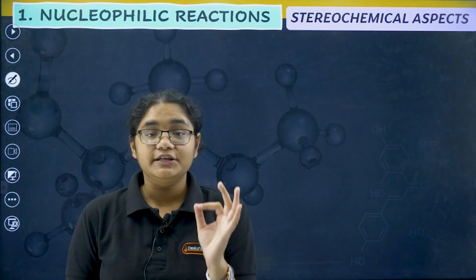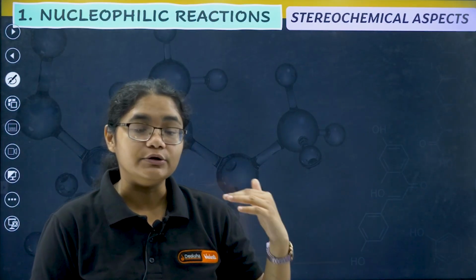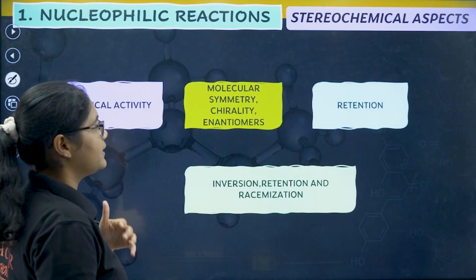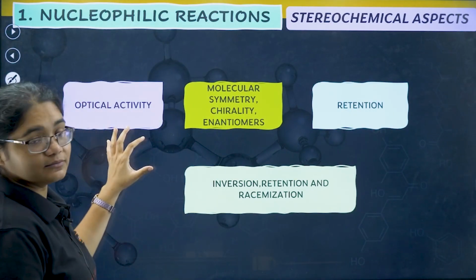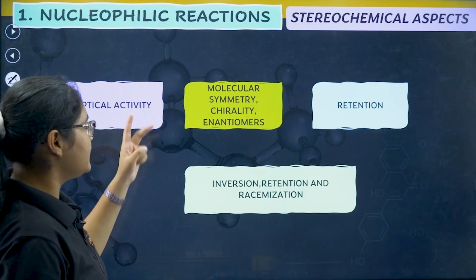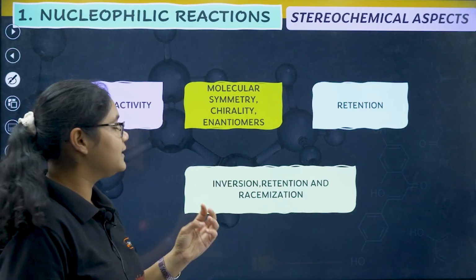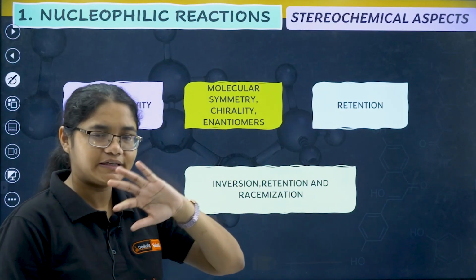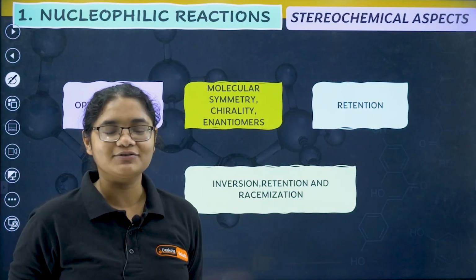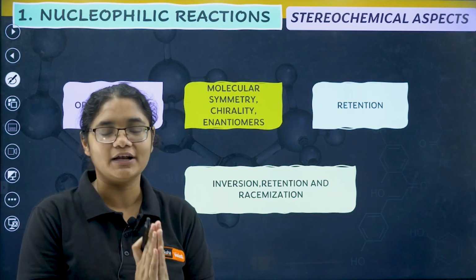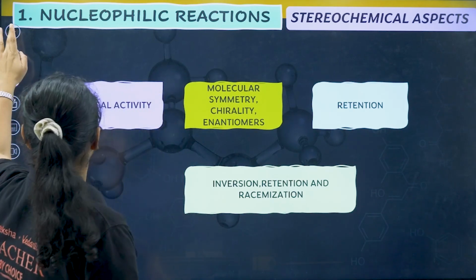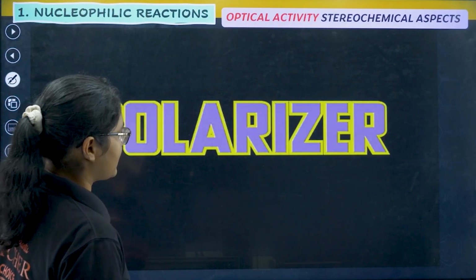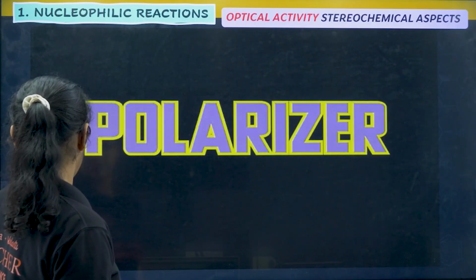Now we will go to the stereochemical aspects of the nucleophilic reactions. This is very, very important, and before understanding the stereochemical aspects, we have to understand certain terms. What are these terms? Optical activity, molecular symmetry, chirality, enantiomers, retention, inversion, and racemization. Please don't worry, I will be explaining all these concepts in very easy terms so that you will understand it. First, let's check this video that I have for you.